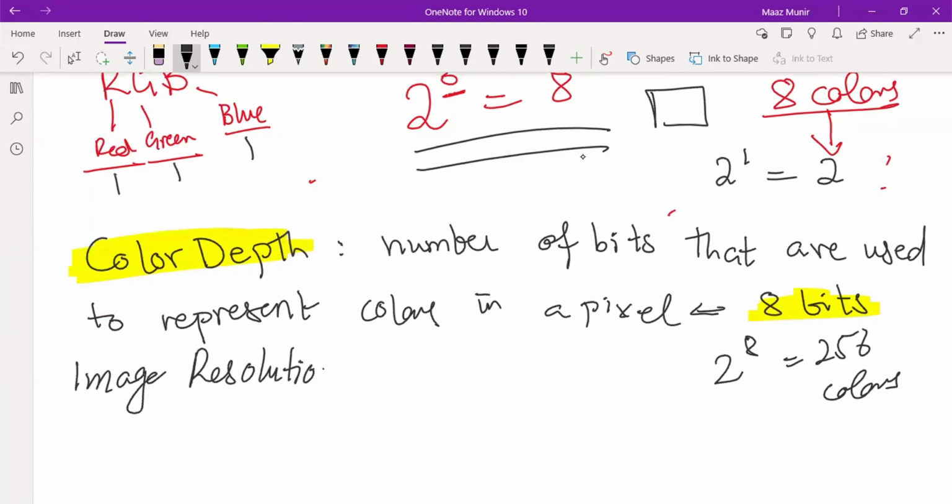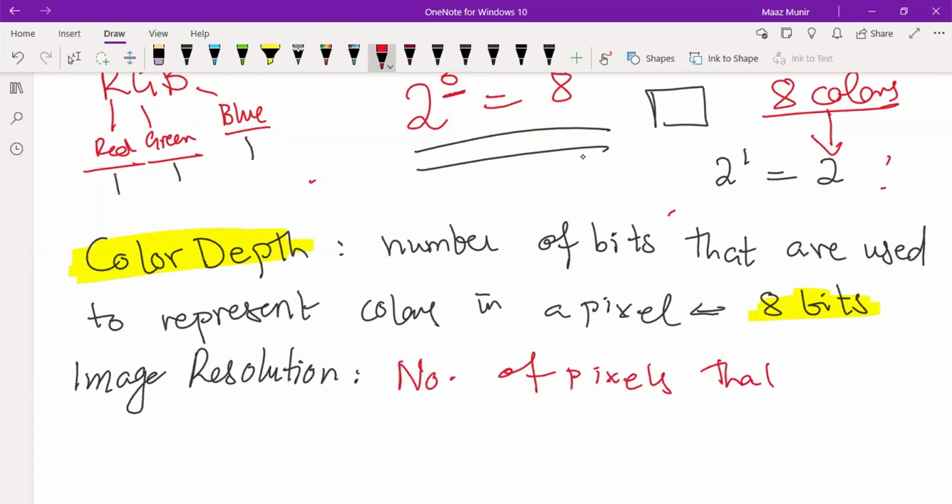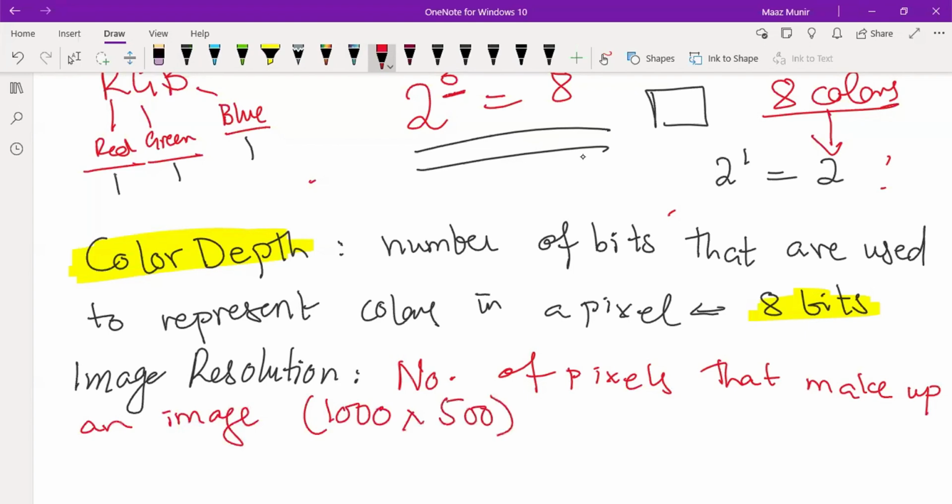Image resolution. Image resolution basically refers to the number of pixels that make up an image. And this is basically like 1000 pixels vertically multiplied by, let's say, 500 pixels horizontally, and that is basically image resolution.